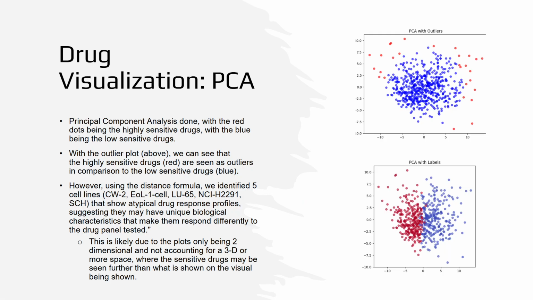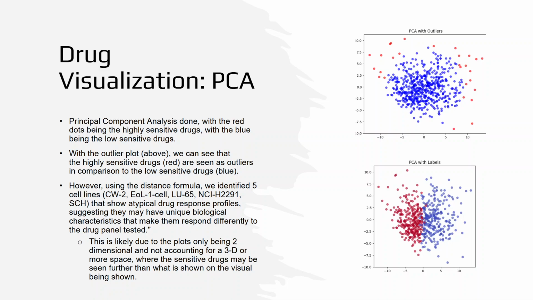So here's our PCA visual. As we can see with the labels, it makes a pretty good distinction of two clusters, blue and red. But in the PCA outlier plot, we can see that all of the red, or high sensitivity, drugs were on the outside of the main cluster.